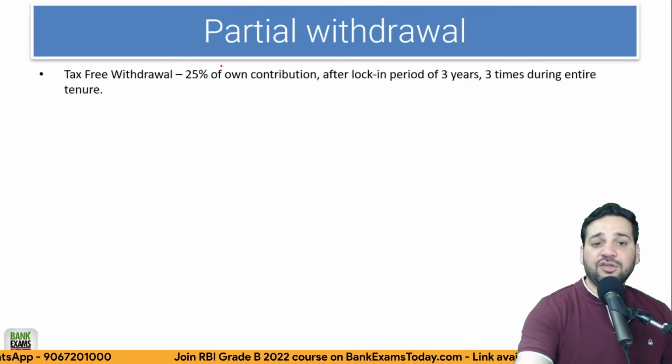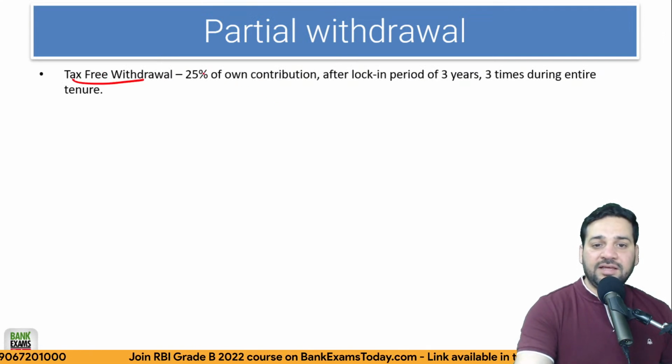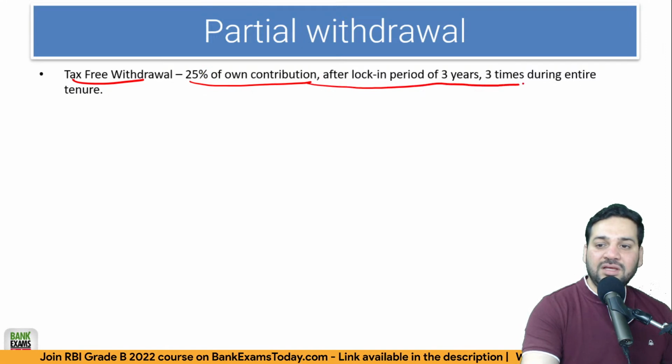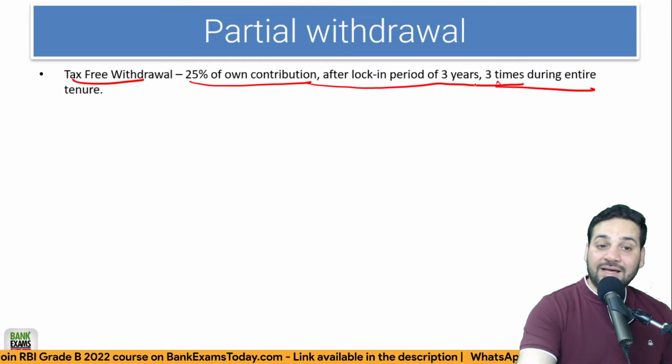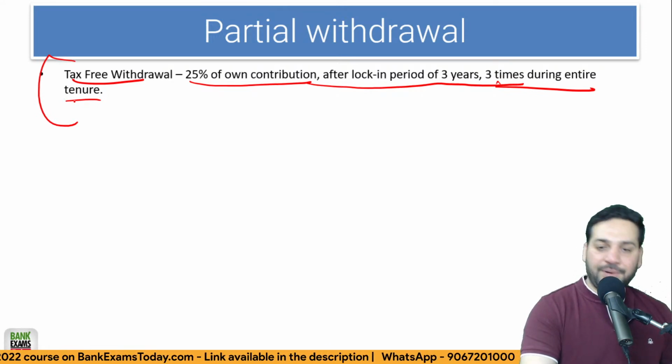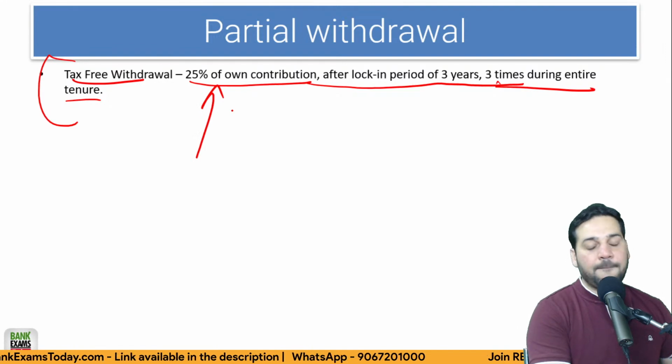Partial withdrawal, tax-free withdrawals are there. 25% of own contribution after the lock-in period of 3 years, 3 times during the entire tenure. That much you can withdraw partially. 25% of your own contribution. That's what you can withdraw partially.